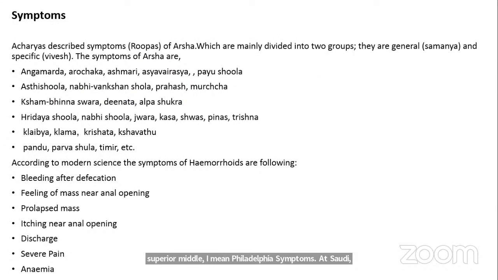Acharyas describe the symptoms, that is rupas, of arsha, which are mainly divided into two groups: general, that is samanya, and specific, that is vishesh. Symptoms of arsha are angamarda, aruchi, ashmari, asya vairasya, payushula, astishula, nabhi vamshanashula, praharsha, murcha, shama bhinnaswara, deenata, alpashukrata, hrideshula, nabhishula, jvara, kasashvasa, pinasa, trishna, klabya, klama, krishata, shavatu, pandu, parvashula, and timira.